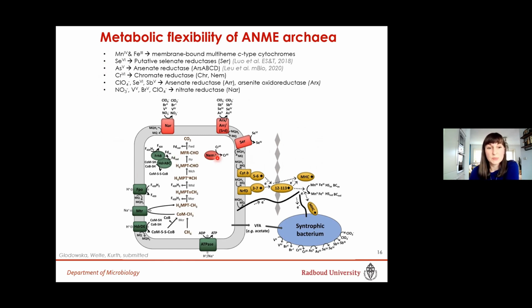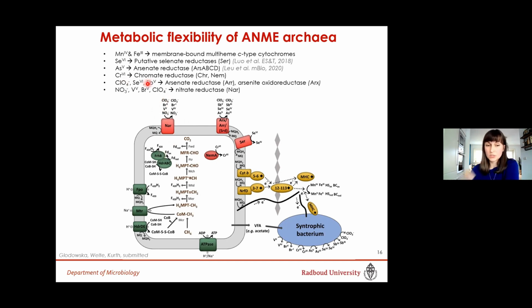Several genomes of Methanoperedens species also encode a putative selenate reductase that would be involved in the reduction of selenium-6 to selenium-4, but apparently also to elemental selenium. The majority, if not all, genomes of Candidatus Methanoperedens also encode an arsenate reductase. And arsenate reductase, of course, is involved in the reduction of arsenic-5 to arsenic-3, but it has been shown that it can also stimulate the reduction of selenium, antimony, and also perchlorate to chloride. And all available genomes of ANME-2 archaea encode a nitrate reductase, which of course mediates the reduction of nitrate to nitrite, but has also been shown to mediate the reduction of vanadate, bromate, and perchlorate.